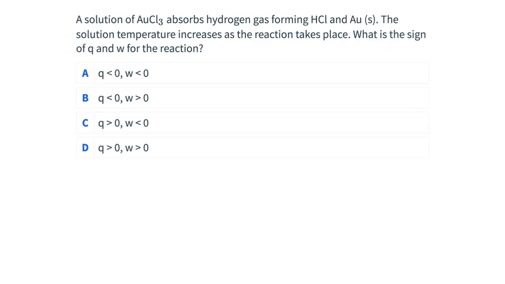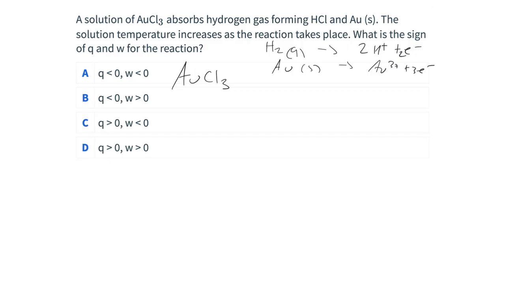Let's see another question here that gets at a gas being absorbed. So gold can absorb hydrogen gas. This comes back to the activity series. So AuCl3 absorbs hydrogen gas. If I'm writing that as a reaction, I'm thinking H2 gas goes to 2H plus plus 2 electrons from the activity series. I'm thinking of the gold going to gold 3 plus, which is lower on the chart. If you recall the chart, gold solid goes to Au3 plus plus 3 electrons. So I'm thinking about my activity series for this question here.